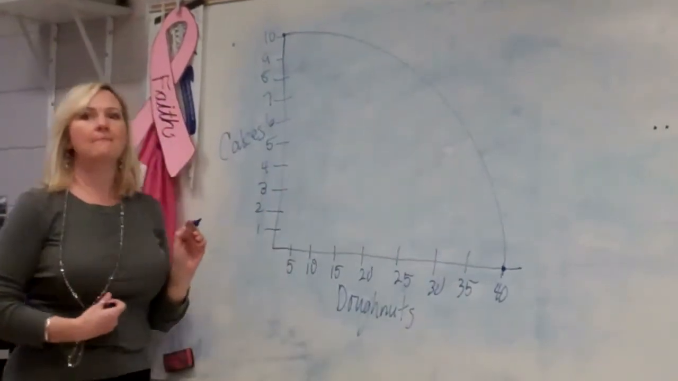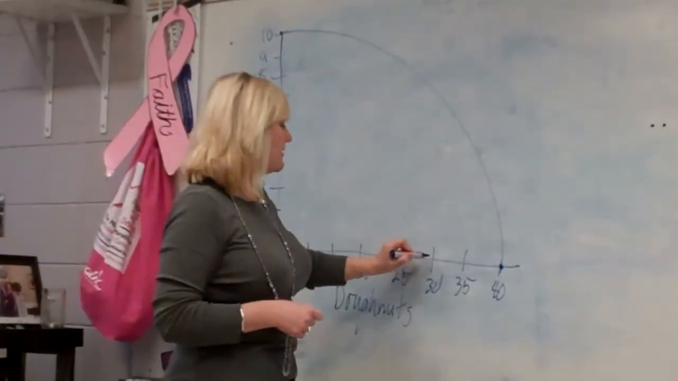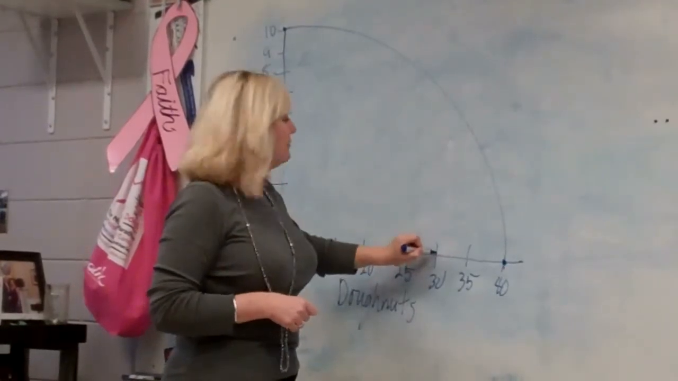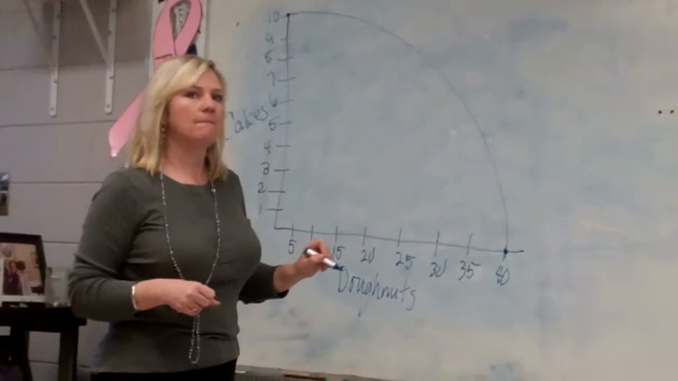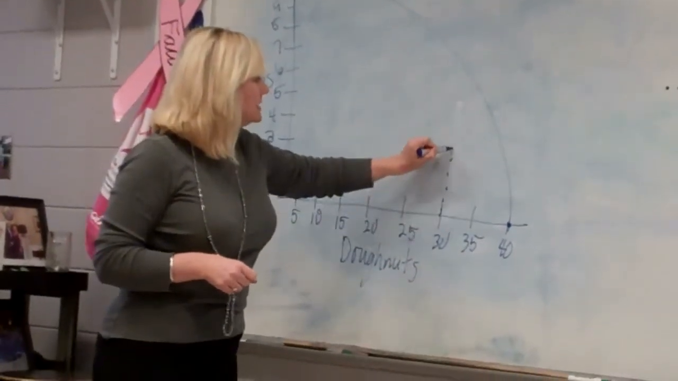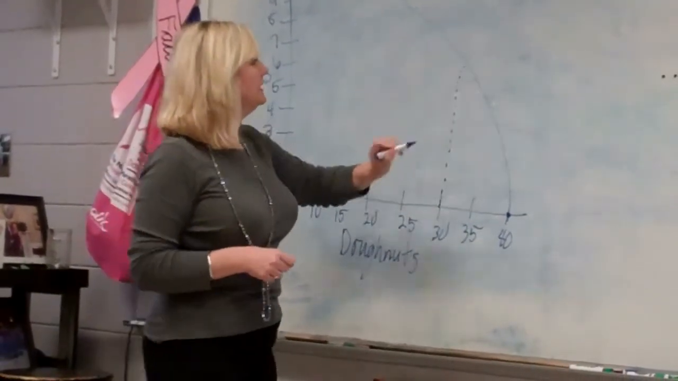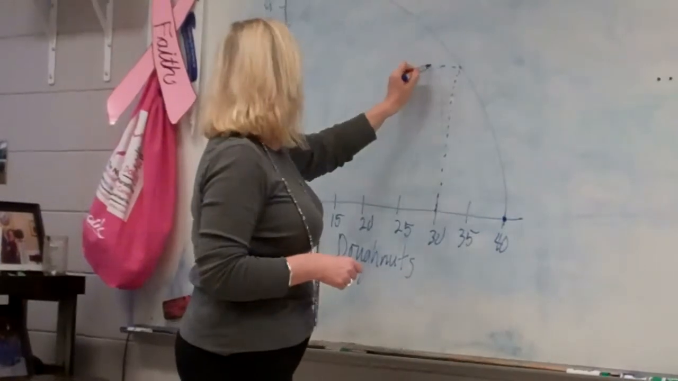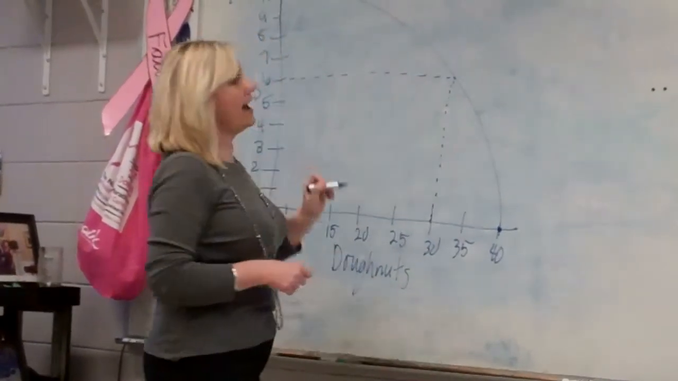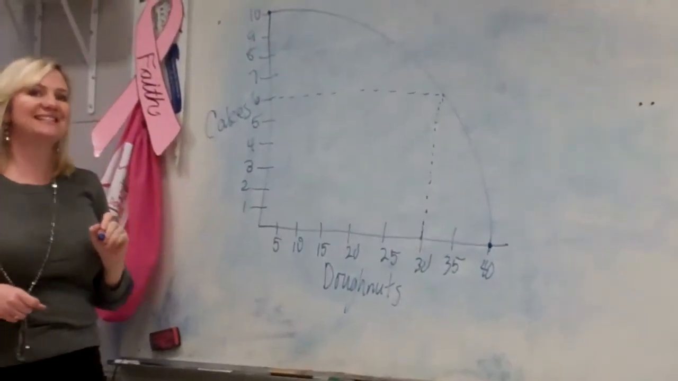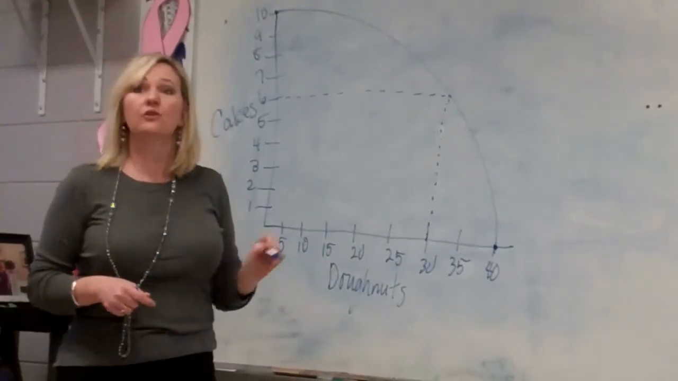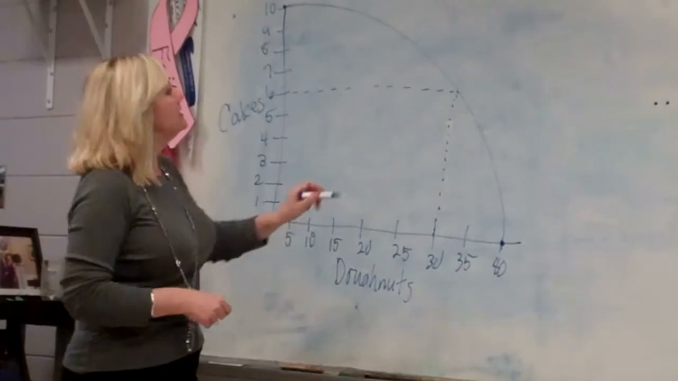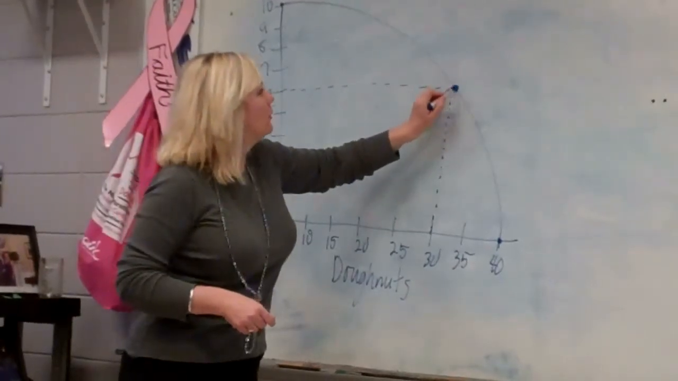So let's say that I've said today I'm going to make 30 dozen donuts. At 30 dozen donuts, how would I determine how many cakes I have time to make? I'm going to go straight up until I what? Hit the line. Hit the line. And when I hit the line and go across, I have about enough resources to make 6 cakes if I'm making 30 dozen donuts. Does that make sense to you? So I am working at this point.